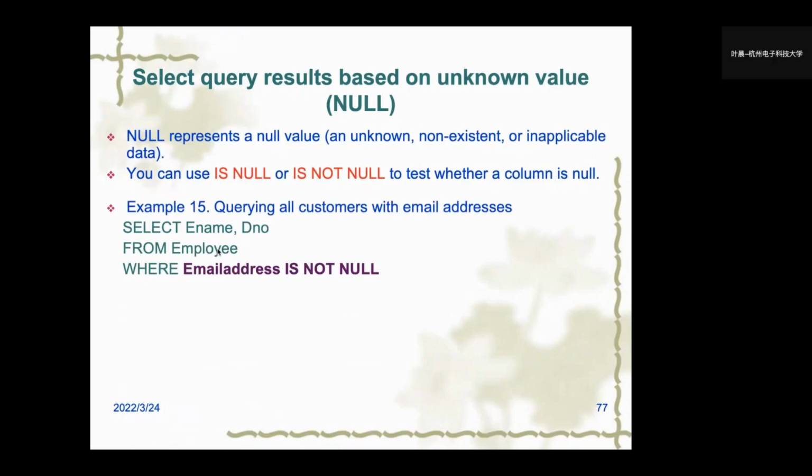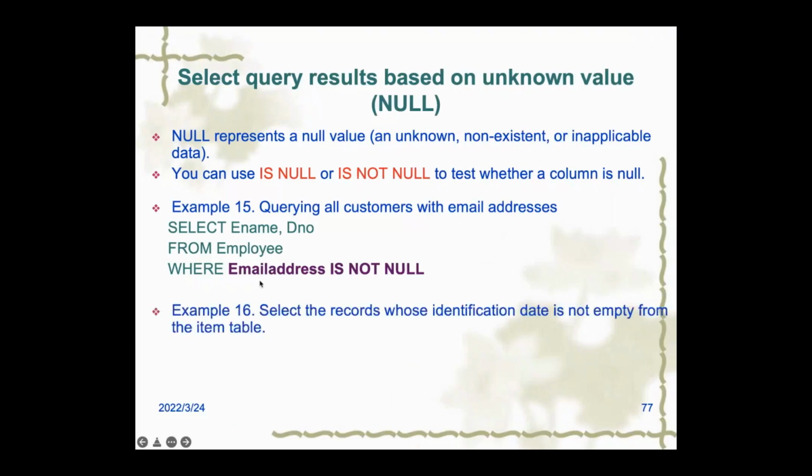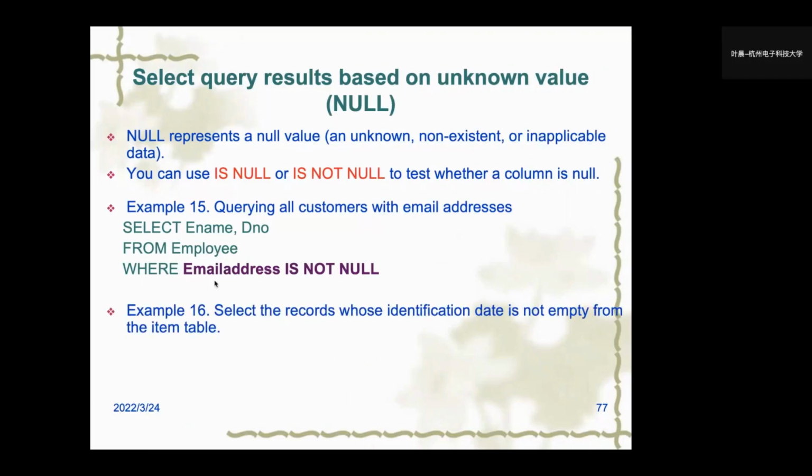So you can query all employees with email addresses using the following SQL. Select name, email from employee where the email address is not NULL. And what about selecting the records whose check date is not empty from the item data? You can just select star from item where the check date is not NULL.